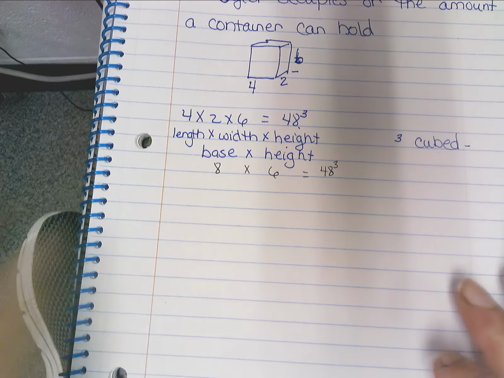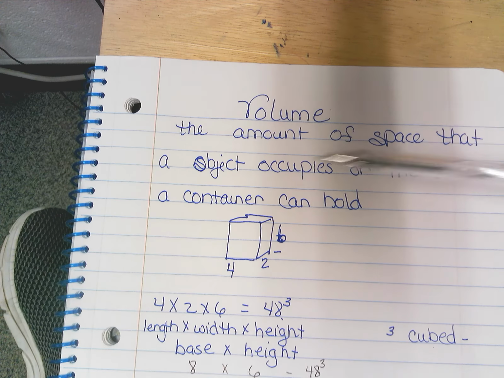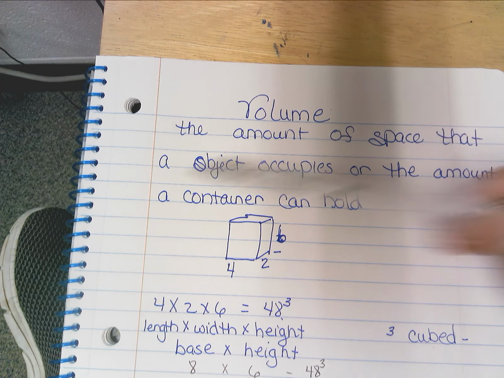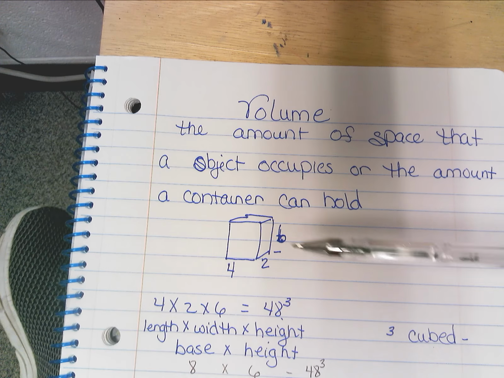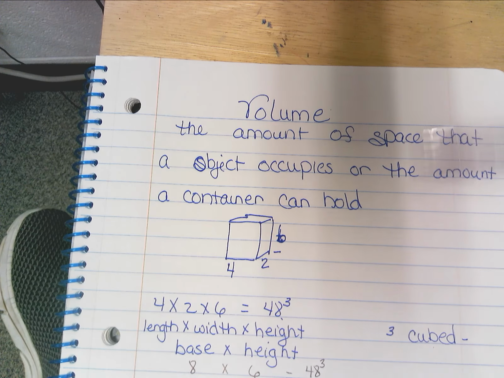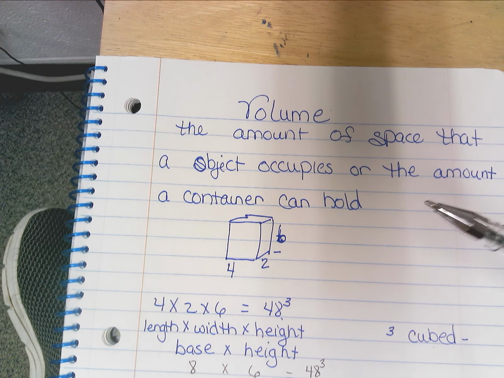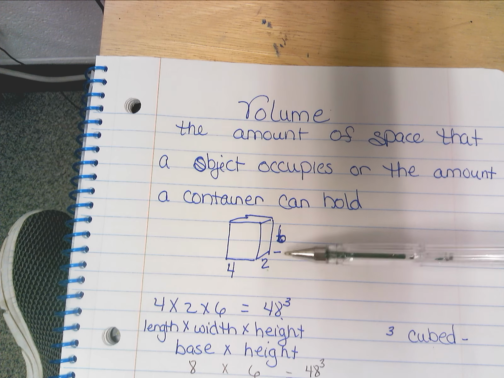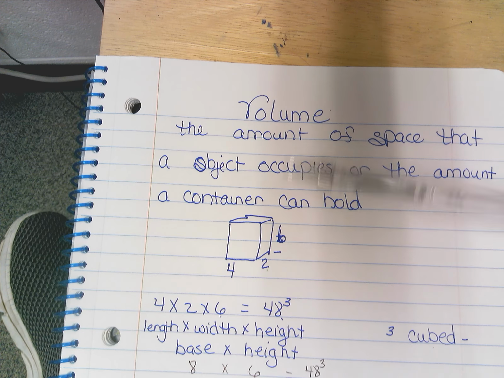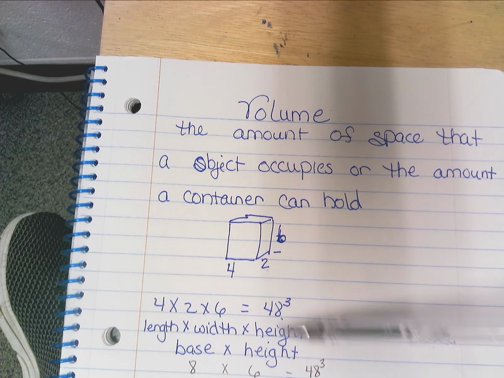Okay, the big one we're working on this time is volume. Volume is the amount of space that an object occupies, or the amount a container can hold. So it's usually a 3-dimensional figure, because it's what goes inside that is the volume. And how you figure out volume is length times width times height. So we have 4 times 2 times 6, which equals 48.